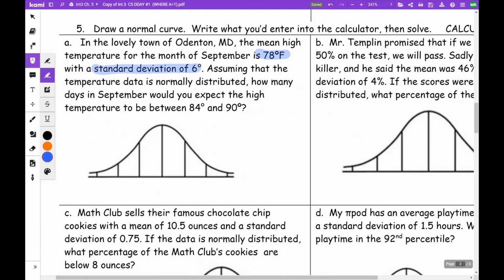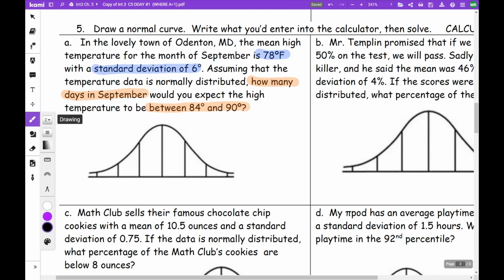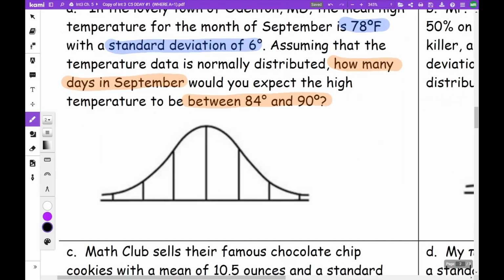And we want to figure out how many days in September. So how many days, not probability or percent, but how many days would you expect to be between 84 and 90? Okay, so let me just draw this in. For this, we are going to be at 78 degrees for our mean. That's going to be our mean.